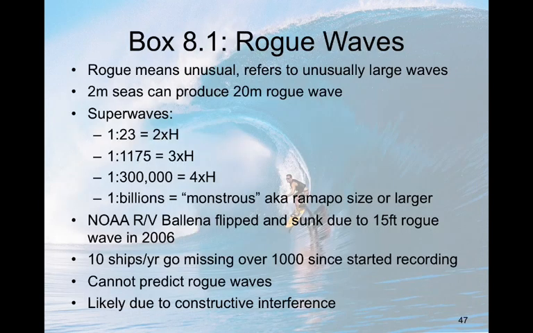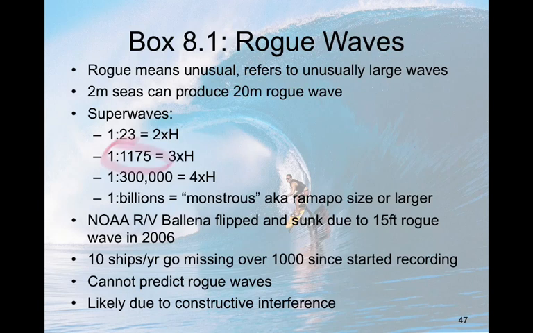In box 8.1, which I believe is in all versions of the book, we get to hear about rogue waves. So remember, the average size of an ocean wave is about 2 meters, right? Rogue waves can be significantly bigger. What that means is in a typical sea, you can suddenly get a wave, instead of being 6 feet tall, it's 60 feet tall. So rogue waves are bigger than usual. We begin to define waves as super waves based on it's 1 out of every 23 waves to be twice as high as normal.